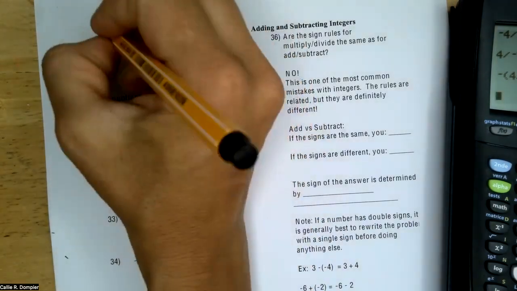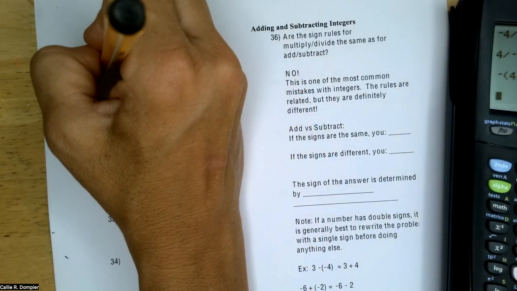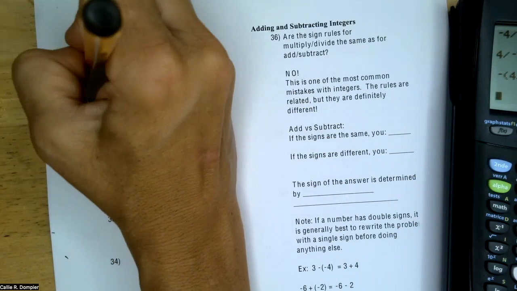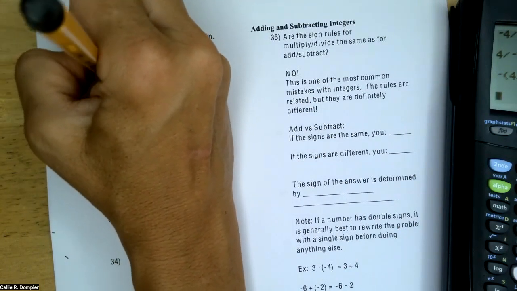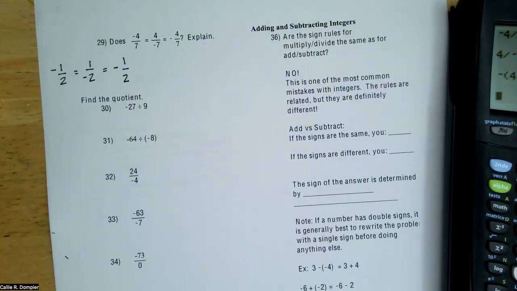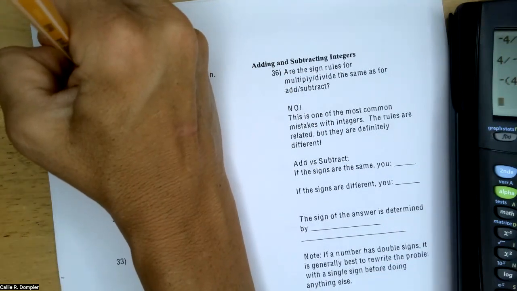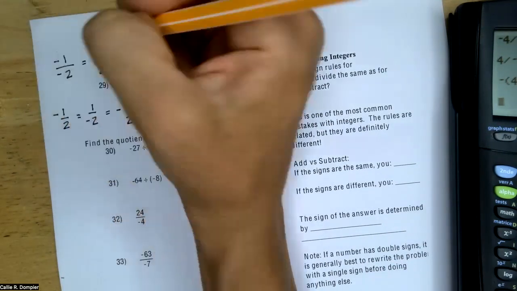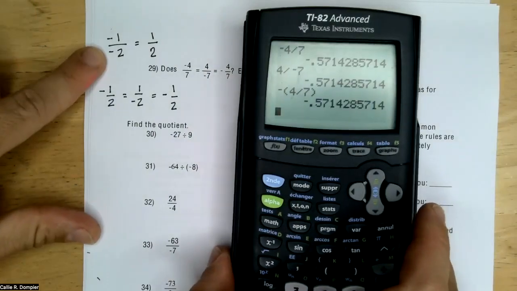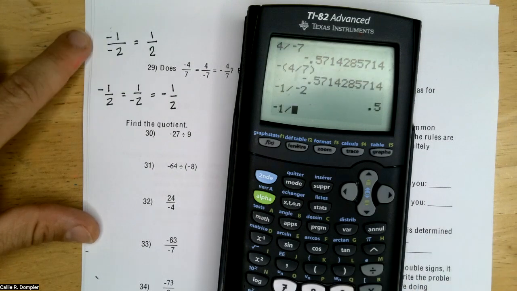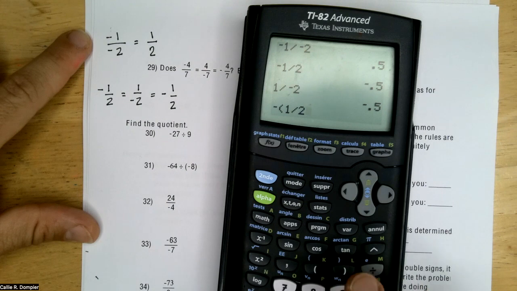So if it was a negative 1/2, you can call it negative 1 over 2. You can call it 1 over negative 2, or you can call it negative 1/2, okay? And negative 1 divided by negative 2 is the same as positive 1 over 2, because a negative divided by negative is a positive. Negative 1 divided by negative 2. Negative 1 divided by 2. 1 divided by negative 2.